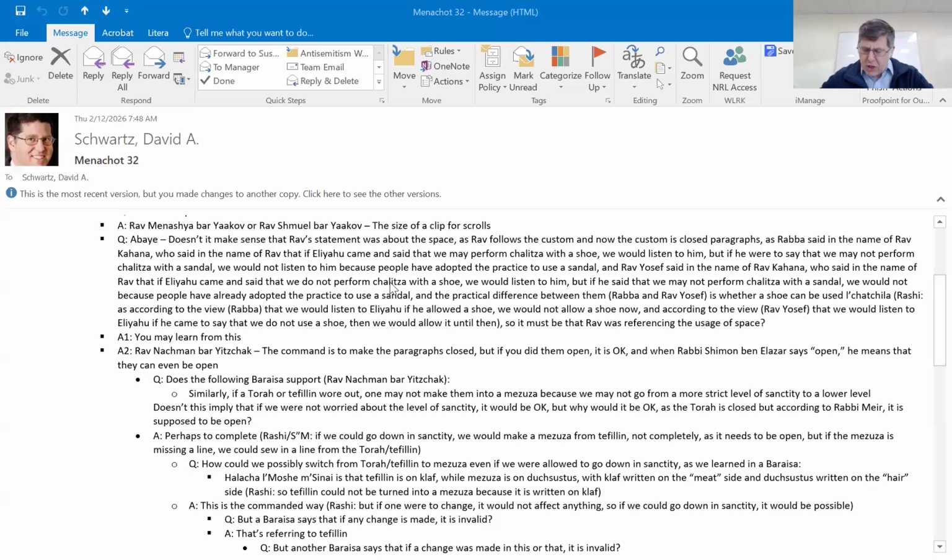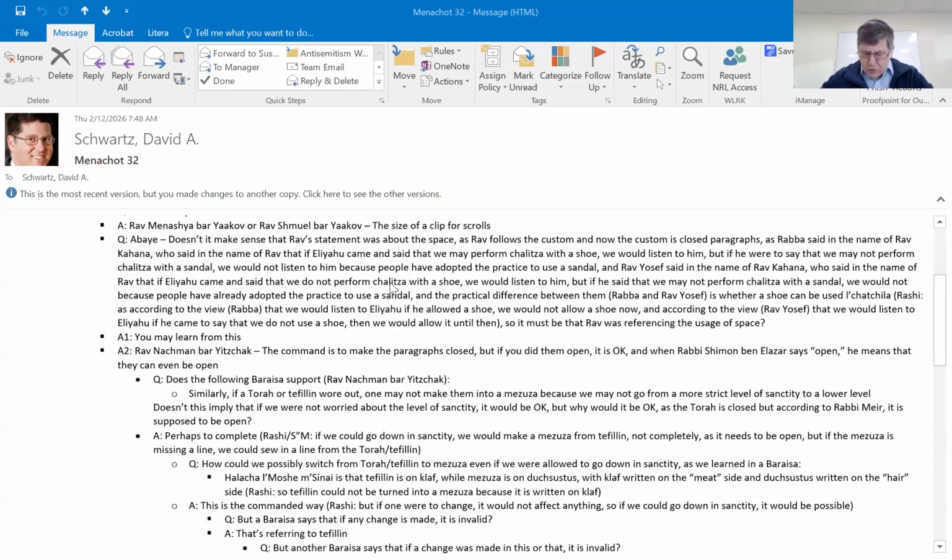Because if he just means that it has to be open and it cannot be closed, we have a problem, because how could you possibly make tefillin into a mezuzah? The tefillin are closed paragraphs and the mezuzah is supposed to be an open paragraph according to the simple read of Rabbi Shimon ben Elazar in the name of Rabbi Meir.